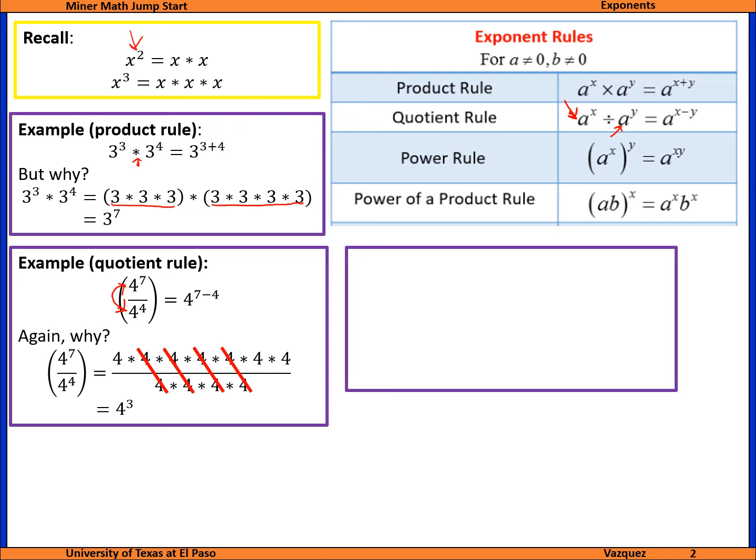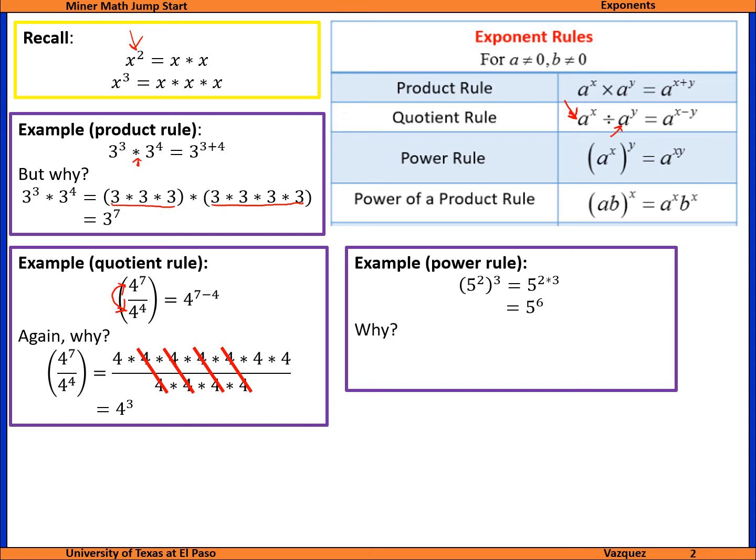Okay, now we're going to look at the power rule. So this you might have heard before as a power to a power. If you have a power to a power, in this case 5 squared cubed, we multiply the powers. So that would equal 5 to the power of 2 times 3. And that would equal 5 to the power of 6.